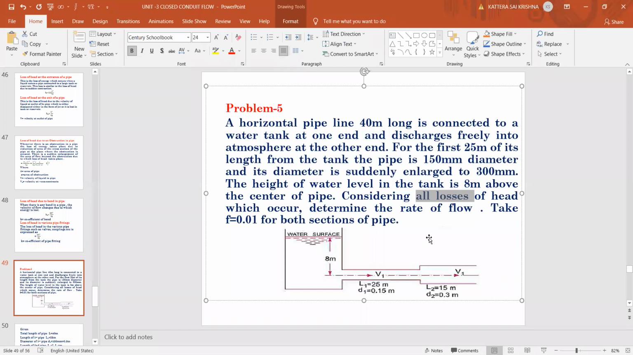Is it only minor loss? All losses means it is both. We have to take frictional losses, that is major losses, as well as minor losses. Major losses are nothing but only friction loss. That's why he has given the friction factor. So friction loss, how we'll calculate: HF equals 4FLV square by 2GD is the formula for finding the frictional loss.